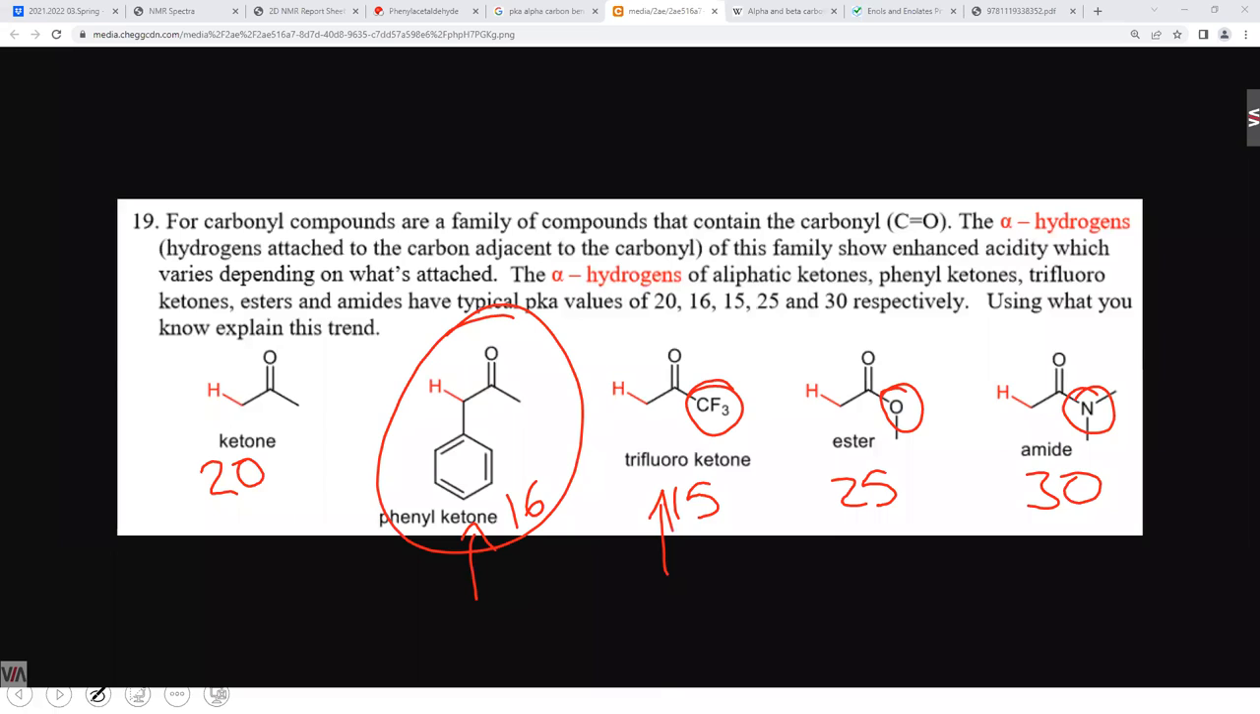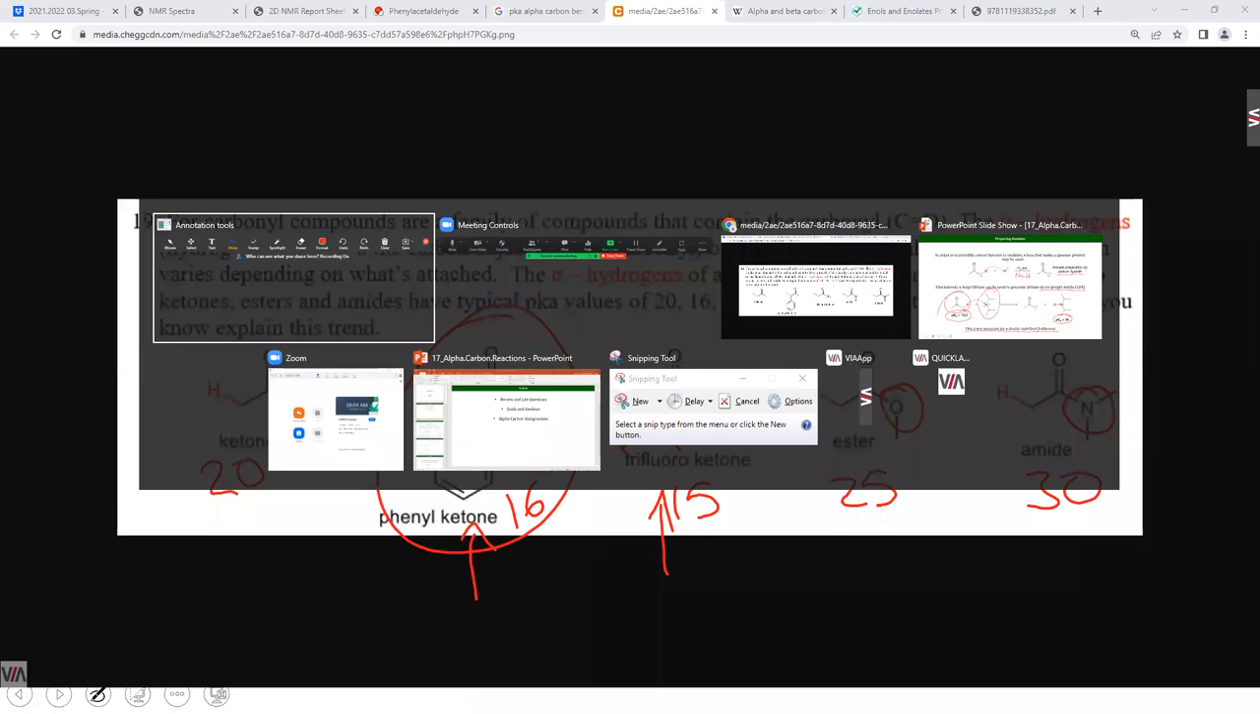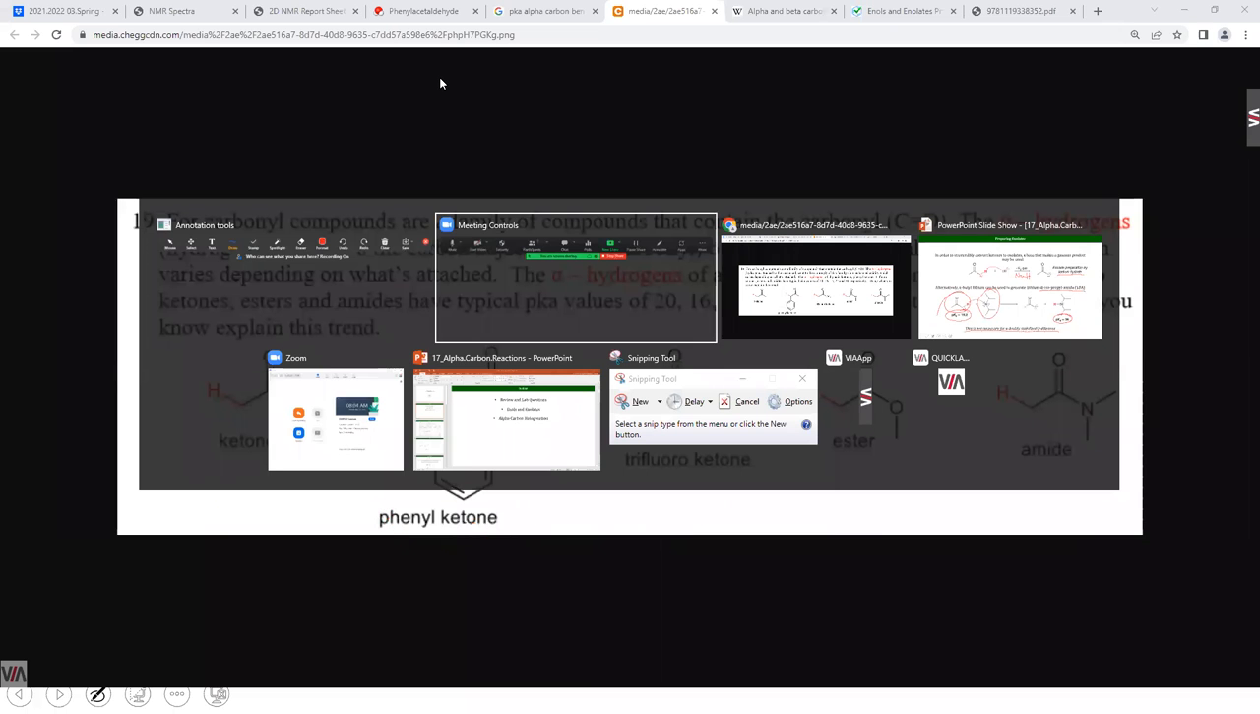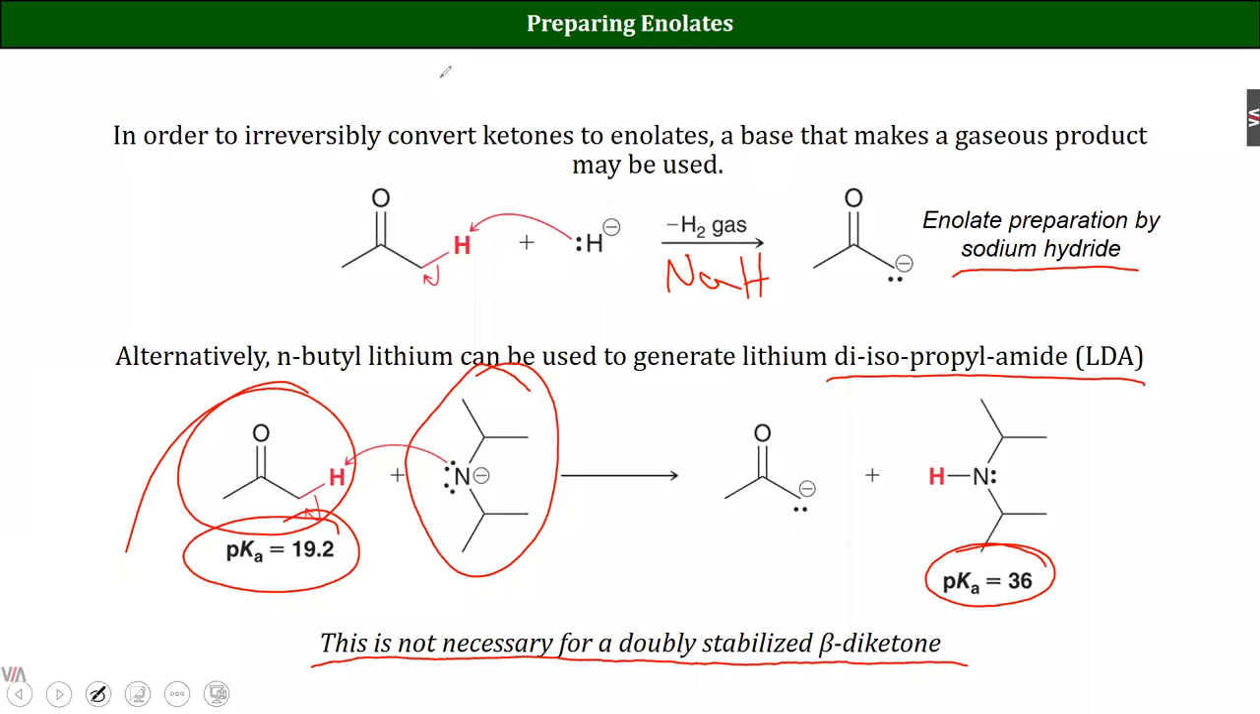Another way you can do it is through induction, meaning just having electronegative elements around. I don't know what it would look like if you put fluorines on this carbon, but my intuition is that that one would also be really easy to deprotonate. But there might be some other things going on with the resonance that might change that a little bit. But either way, we got onto this tangent because we were looking at this statement down here for a doubly stabilized beta diketone. We don't need to use the really big guns.